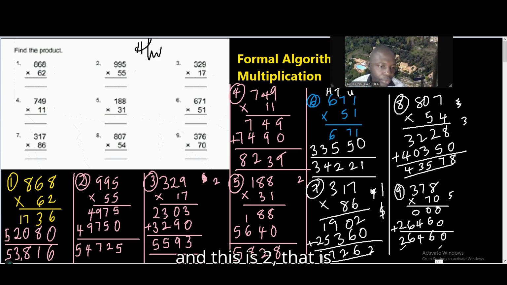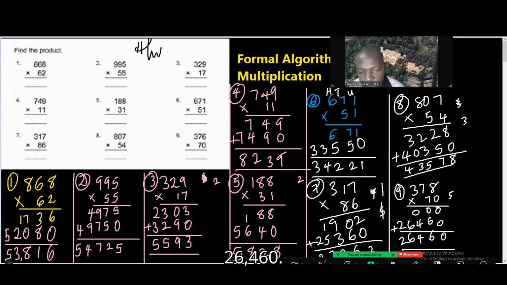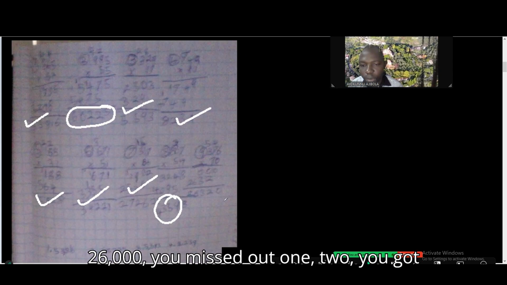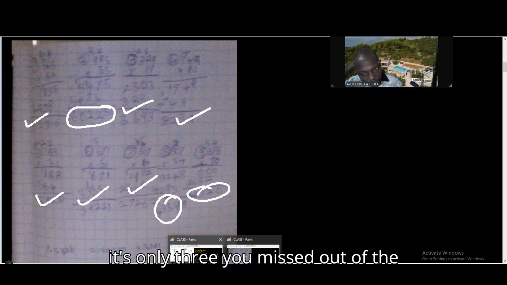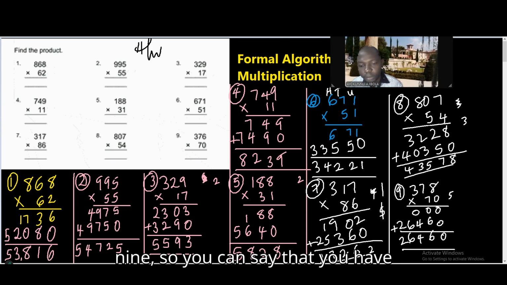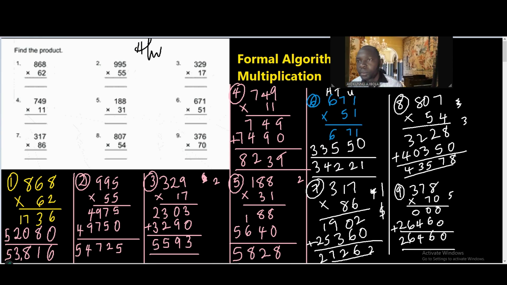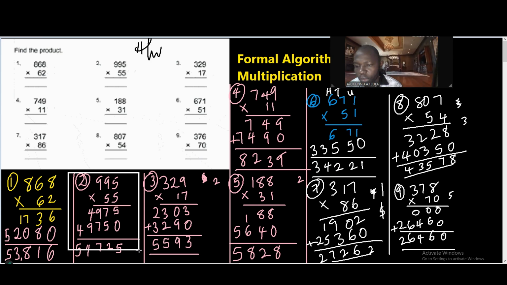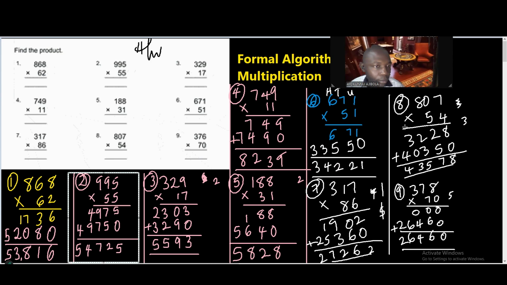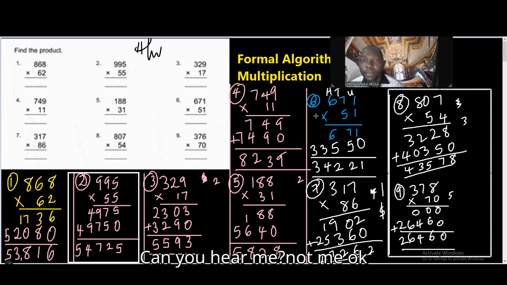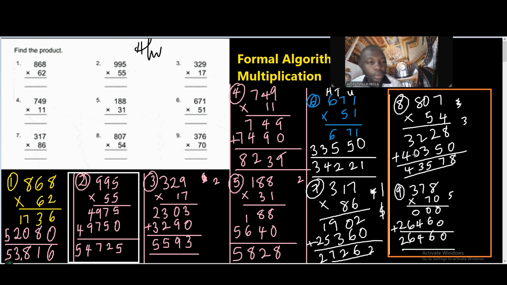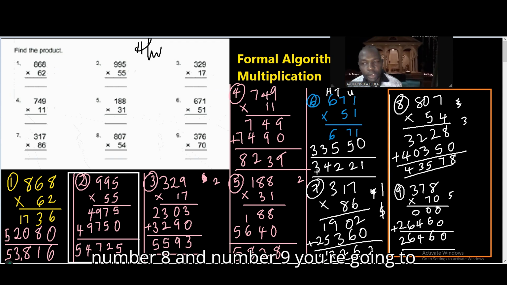That is 26,460. 26,000. You missed that one too. You got 320 or something. So it's only 3 you missed out of the 9. So I can say that you have 6 out of 9. So that's number 2, number 8, and 9. Exactly. Can you hear me? Yeah. Okay. So those are the corrections. Number 2, number 8, and number 9. You're going to write them down.